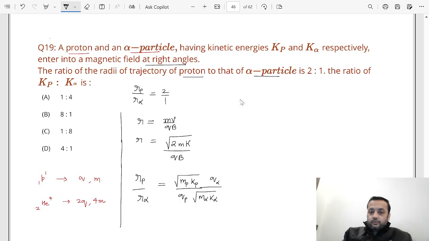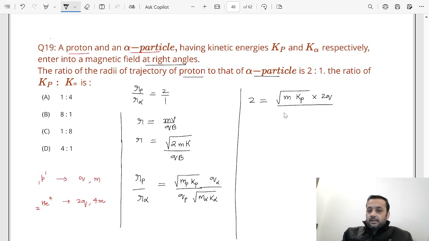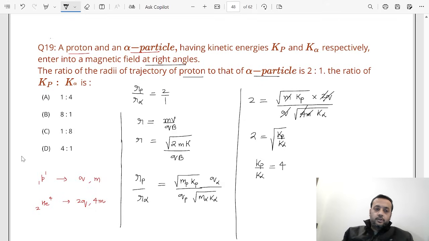Rp by r alpha was given as 2, so Rp by r alpha will become 2. Mass of proton is m, kinetic energy of proton is Kp, charge on proton is q upon charge on alpha particle 2q, mass of alpha particle is 4m, into kinetic energy of alpha particle is K alpha, right? Now q and q will get cancelled, m and m will get cancelled, root 4 and 2 will get cancelled. So 2 is nothing but under root of Kp by K alpha, so that means Kp by K alpha will become 4. So option D will be the correct answer for this question.